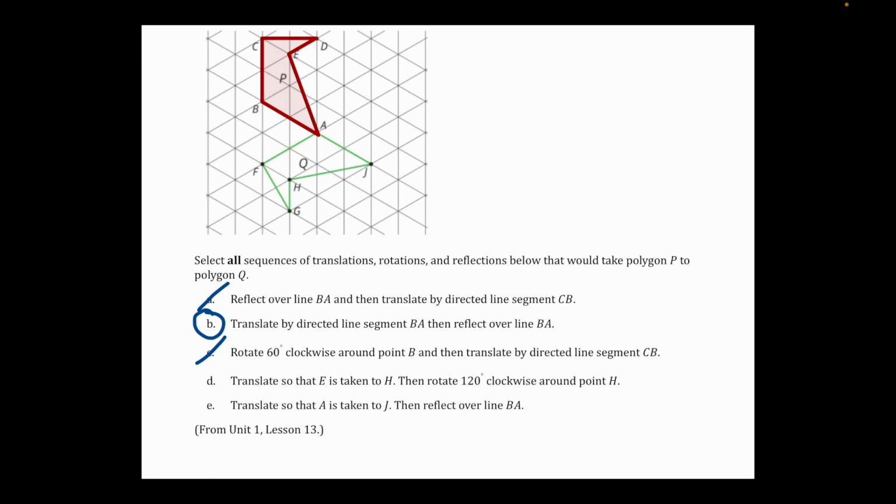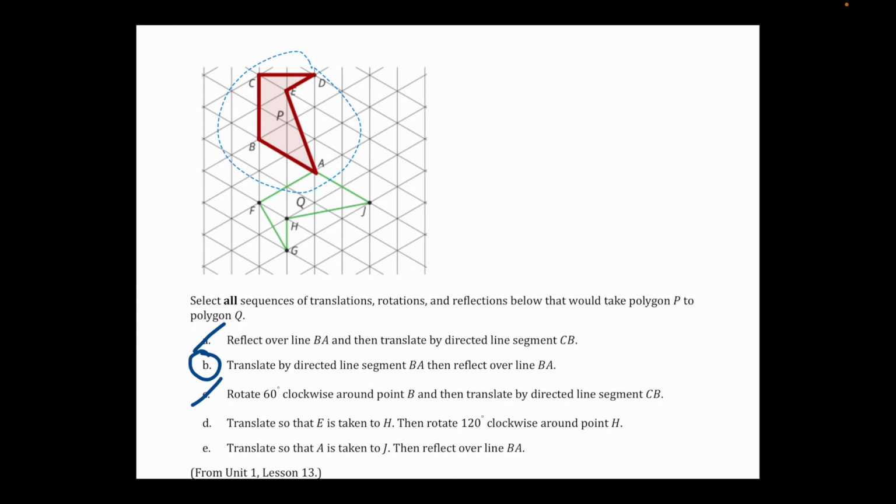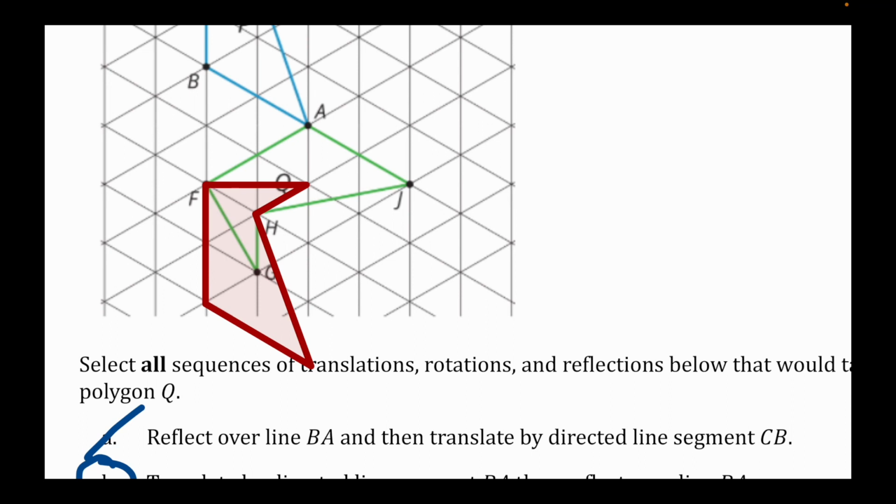Option D is to translate so that E is taken to H and then rotate 120 degrees clockwise around H. I think we can do that. So let's translate here. E is the center point where there's like a little dent, and so that it is taken to H. I can do that. They now say rotate 120 degrees clockwise around point H. All right, well, let's rotate 120 degrees. That should be 2 triangles of rotation. And because this actually lines up with a line here, clockwise means this should go 1 and then 2.